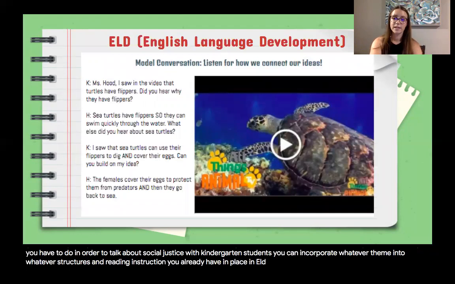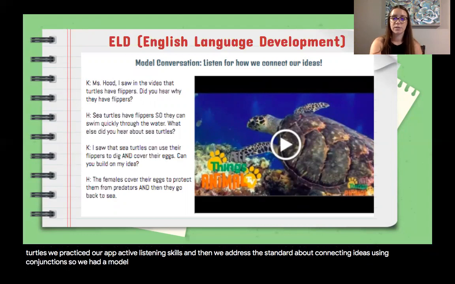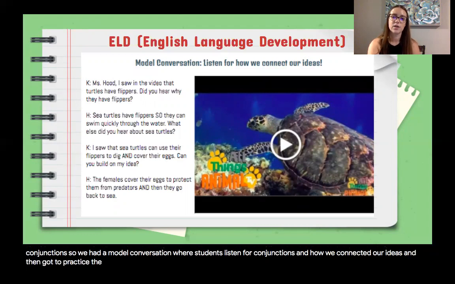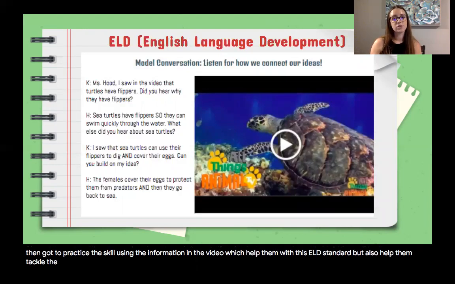In ELD, we listened to an informational video about sea turtles. We practiced our active listening skills. And then we addressed the standard about connecting ideas using conjunctions. So we had a model conversation where students listened for conjunctions and how we connected our ideas, and then got to practice the skill using the information in the video, which helped them with this ELD standard, but also helped them tackle the essential question for this unit and better understand the content they needed for their writing, for their science, and for their reading.